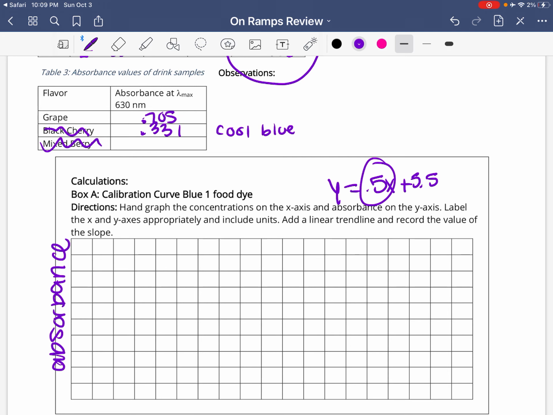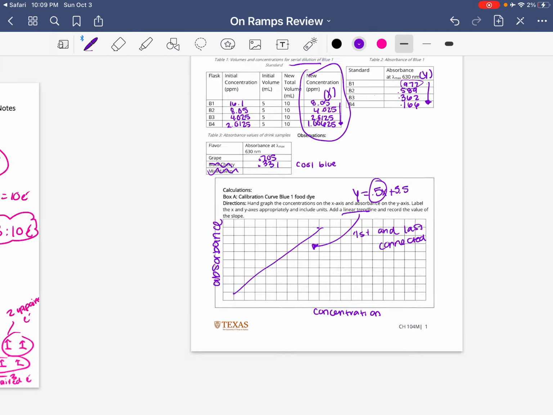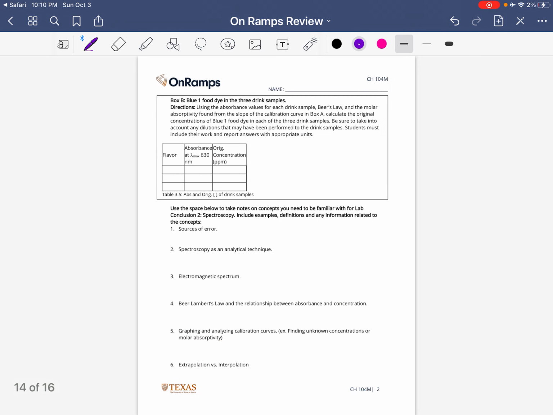Okay, so you'll add a linear trend line, which means to do the first point and the last point and connect them. Okay? That's the linear trend line. First and last connected. Okay?